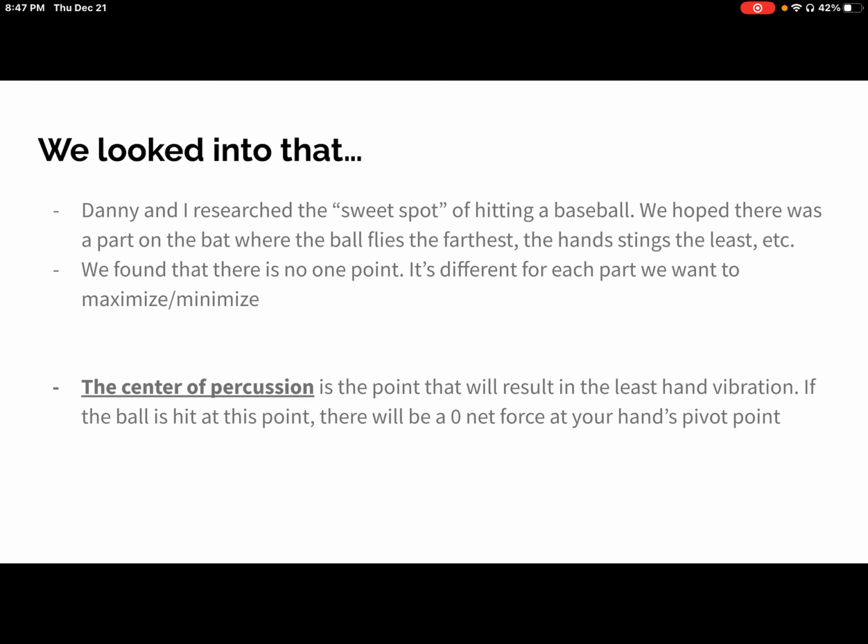And we looked into that. Danny and I researched the sweet spot of hitting a baseball. We hoped there was a part of the bat where the ball flies the furthest, the hand stimulates, etc. There is no such point. It's different for each part we want to maximize or minimize.